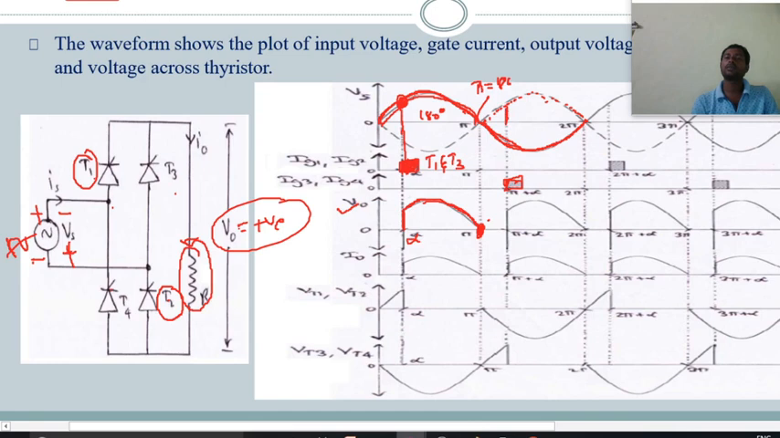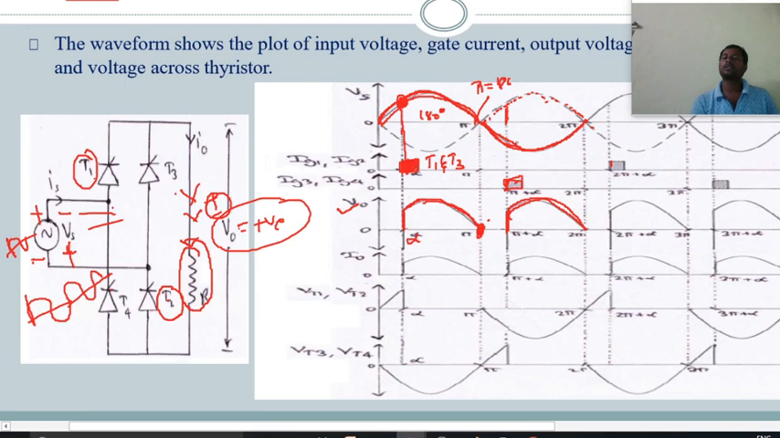So this will be an exact replica that will appear towards the positive side, because the current entering into the resistor will be positive. Even though positive and negative cycles flow in the supply, the current entering into the resistor will be positive only, so that this will be the output voltage. And again the same procedure will be repeated.